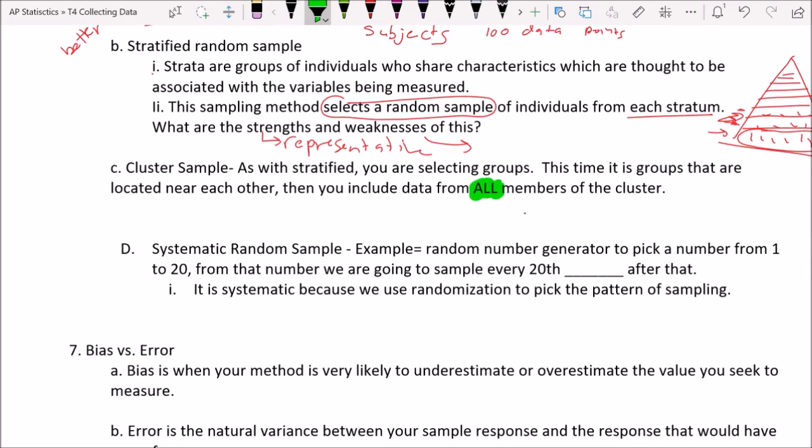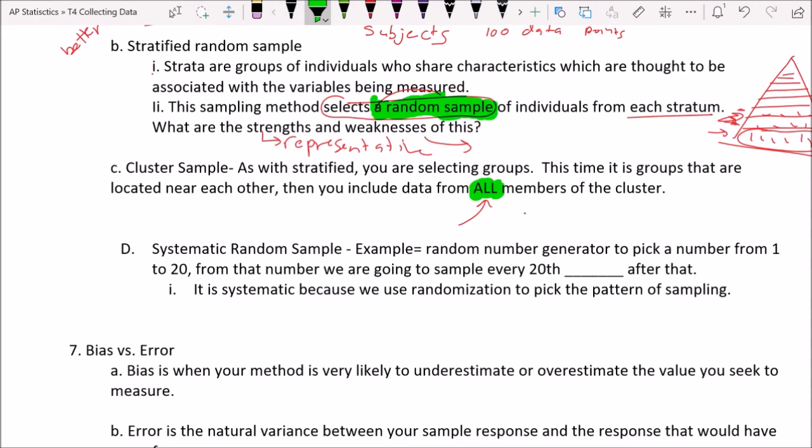Okay, but now if you select groups, then we're gonna survey every member from the group. And we're gonna see some examples of this later, okay? So versus we would select a random sample in the previous one. So you're selecting a random sample within the strata or stratum. With a cluster, you're gonna be sampling every member in that group. The final one, and this one is fine as well. All four of these methods are considered good.